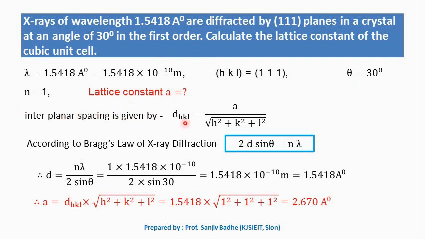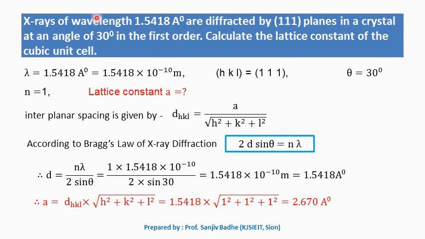Now interplanar spacing is given by d hkl is equal to a by square root of h square plus k square plus l square. This relation we have already found for interplanar spacing and the lattice constant in cubic structure. So this is a cubic structure, so we can use this relation. According to Bragg's law of X-ray diffraction, 2d sin theta equal to n lambda. So first we will calculate d using Bragg's law, and we will put this d here, and we will calculate the lattice constant a. h, k, l are given to us. So to find d, we will write the relation for d as d equal to n lambda upon 2 sin theta.